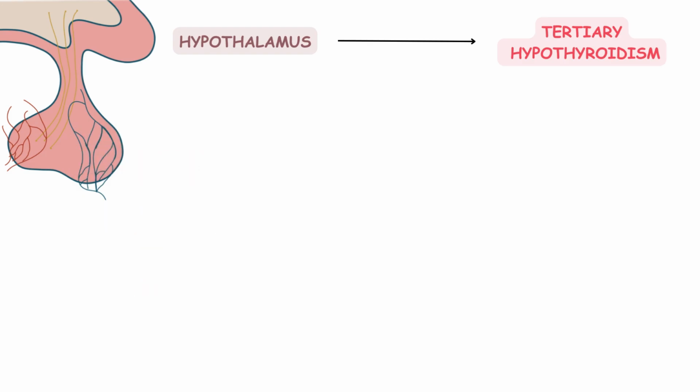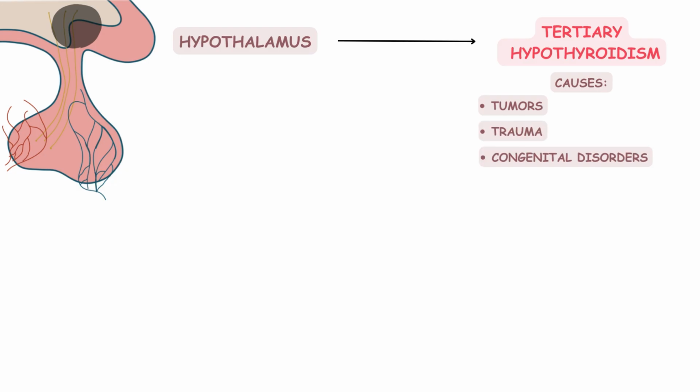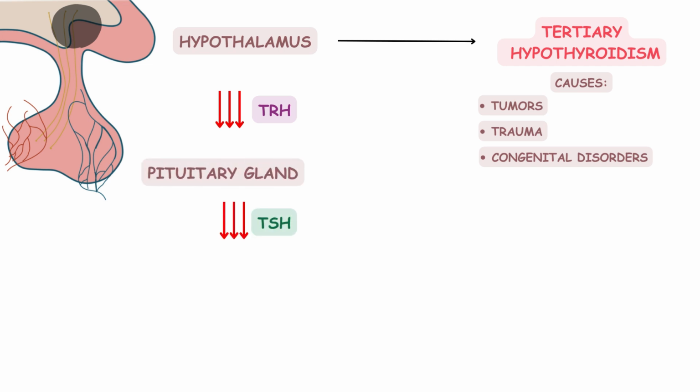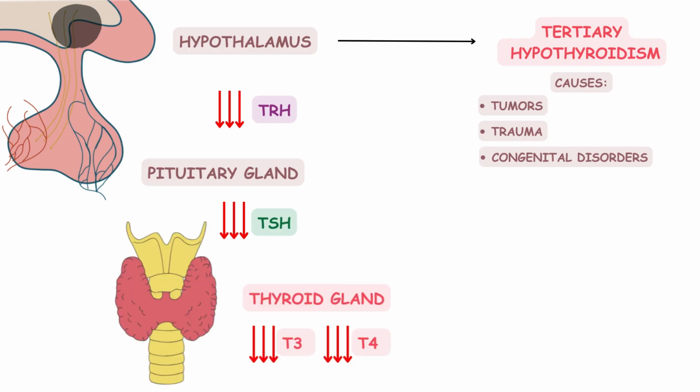And in tertiary hypothyroidism, the low levels of thyroid hormones are caused by conditions affecting the hypothalamus, such as tumors, brain trauma, and congenital disorders. Because of that, the hypothalamus is dysfunctional, leading to decreased production of TRH, further leading to decreased production of TSH, and therefore of the thyroid hormones. Okay, so those were the causes and types of hypothyroidism.